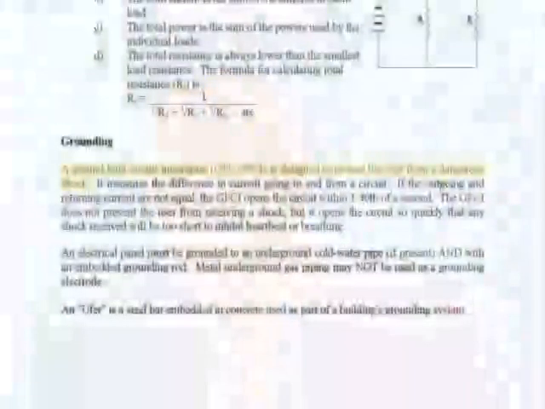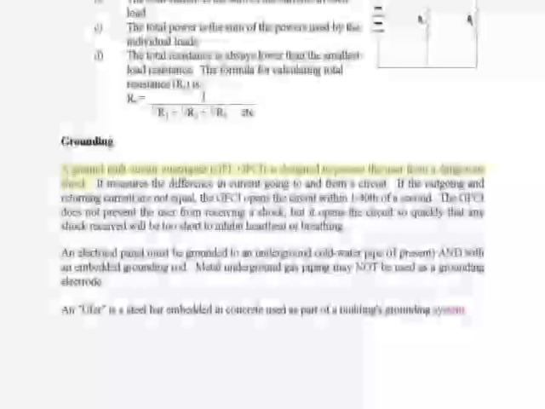And let's go on and read the next paragraph that begins an electrical panel and underline it. Electrical panel must be grounded to an underground cold water pipe, if present, and with an embedded grounding rod. Now that's something that's fairly basic in electrical installation. You ought to know that. Finish out the rest of that page.